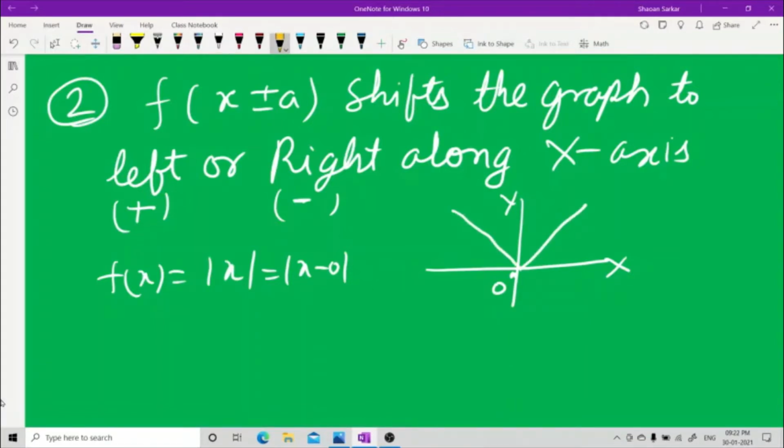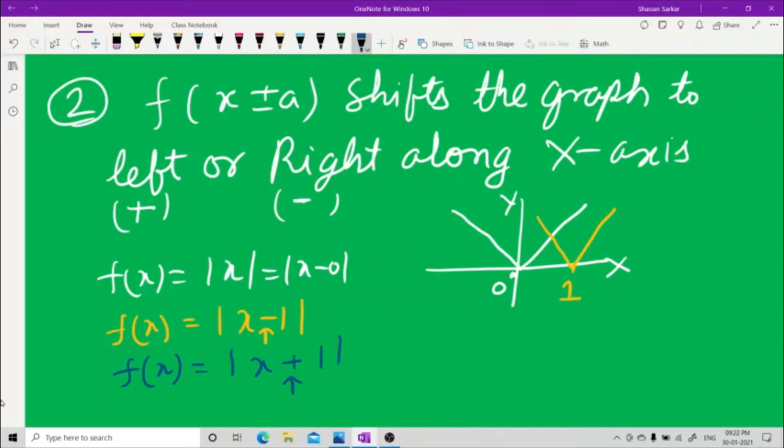Now for f(x) equal to mod x minus 1. You are seeing a minus here, so shift it to the right. You put a 1 here, and this is the way the graph goes. Now you have, say, f(x) equal to mod x plus 1. Now you can see a plus, so it will shift to the left. This will be the graph. Now the second is done.